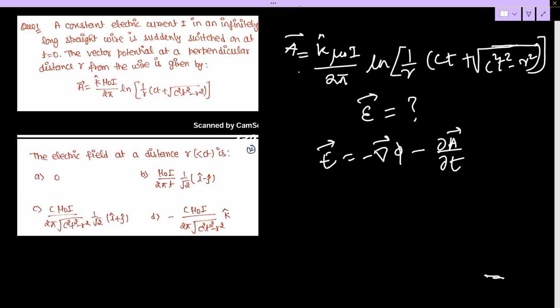So A is there, but what about φ? The scalar potential φ will be 0, so only A is there. So E = −∂A/∂t.